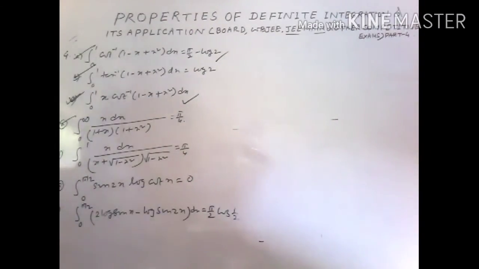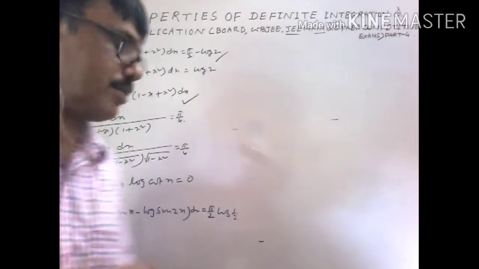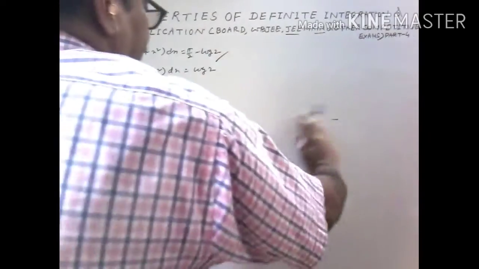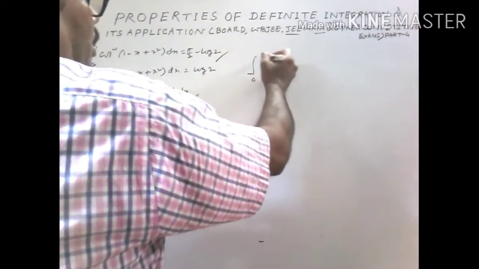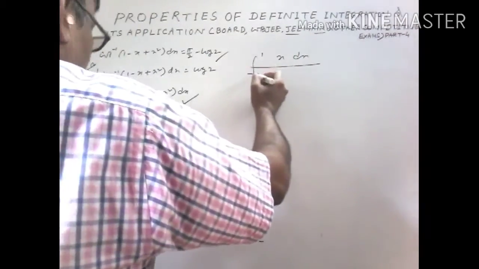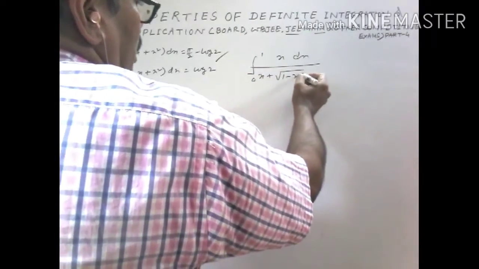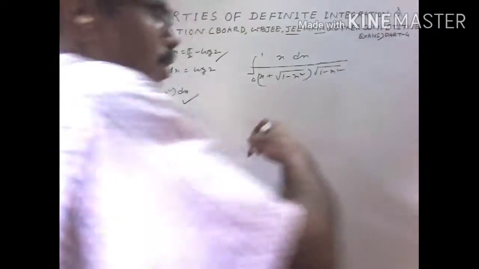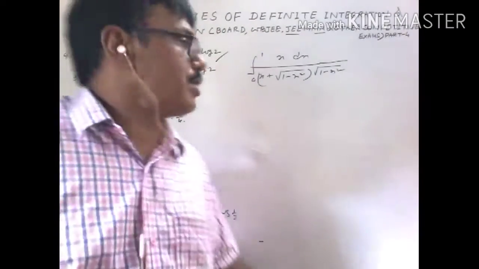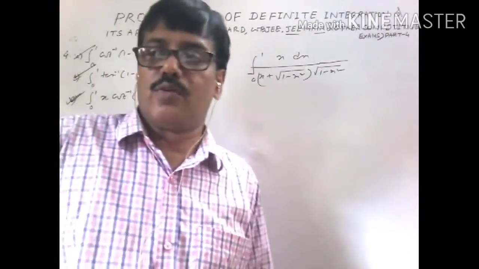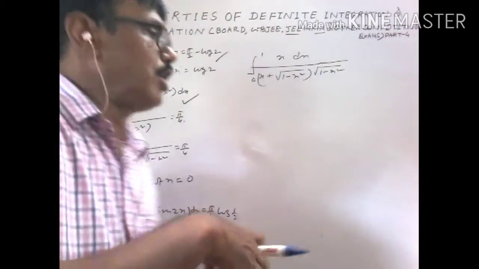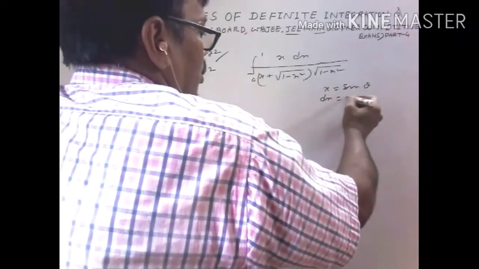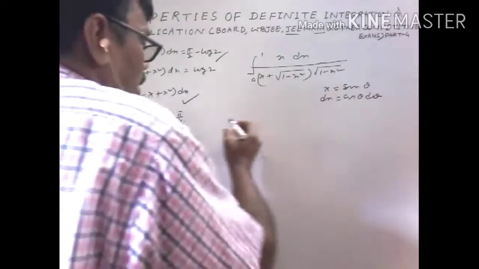Now 5 and 6, they are the same. So look, problem number B. So 0 to 1 x dx by (x plus root under 1 minus x square) into root over 1 minus x square. So due to presence of root over 1 minus x square, we put a trigonometric transformation. So what is the trigonometric transformation? X equals sin theta. So dx equals cos theta d theta.